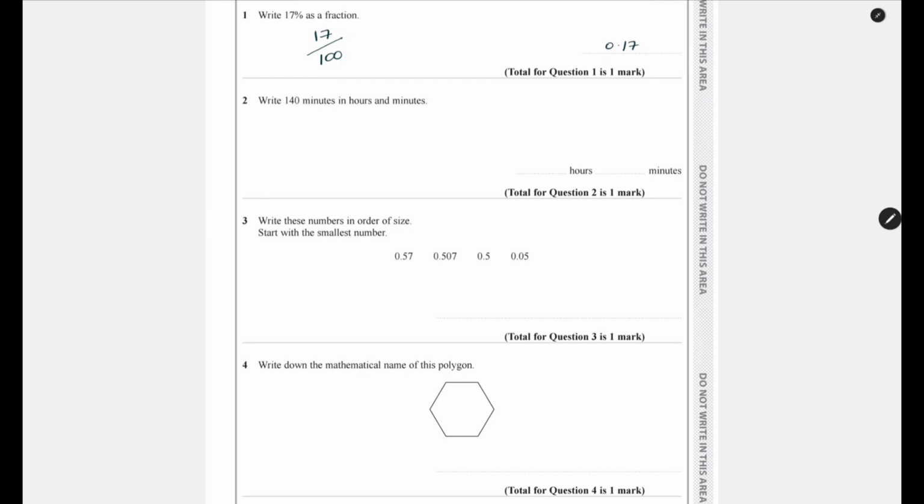Question 2 says, write 140 minutes in hours and minutes. So that's going to be 140 divided by 60, as there's 60 minutes in 1 hour, and that's 2 hours and 20 minutes.